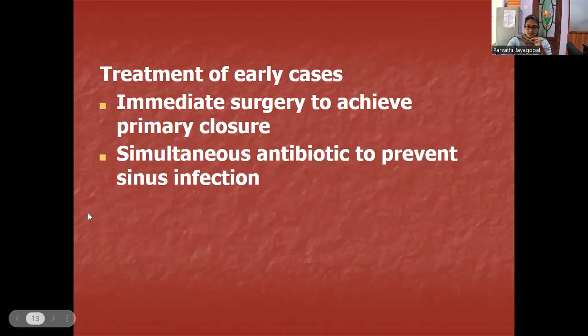Coming to treatment, treatment can be divided as early management and late management. In the early management, there is immediate surgery to achieve primary closure. This is done by reducing the buccal and the palatal alveolar bone so that you can get a closure of the buccal and the palatal flaps.